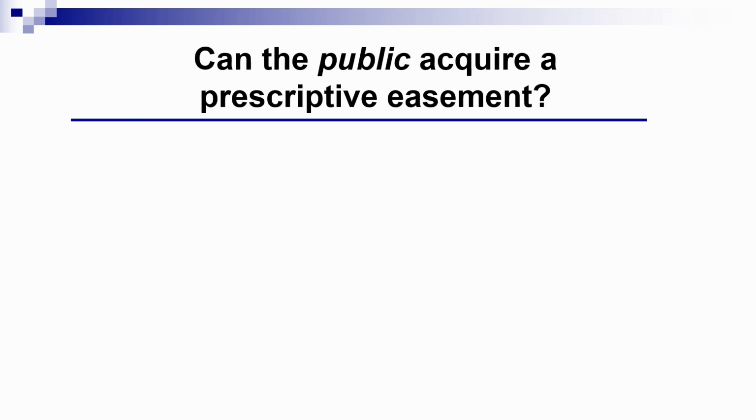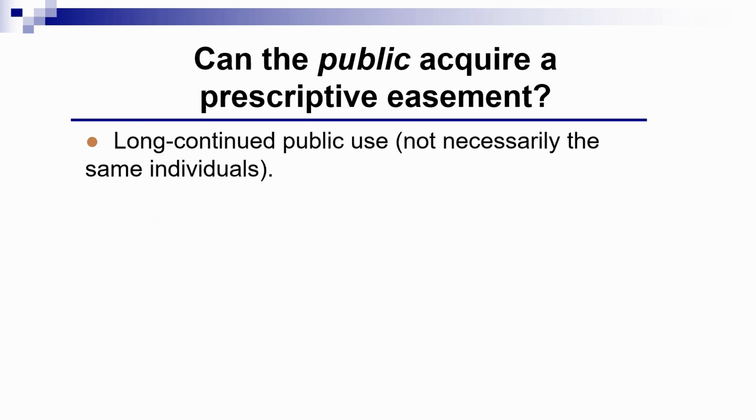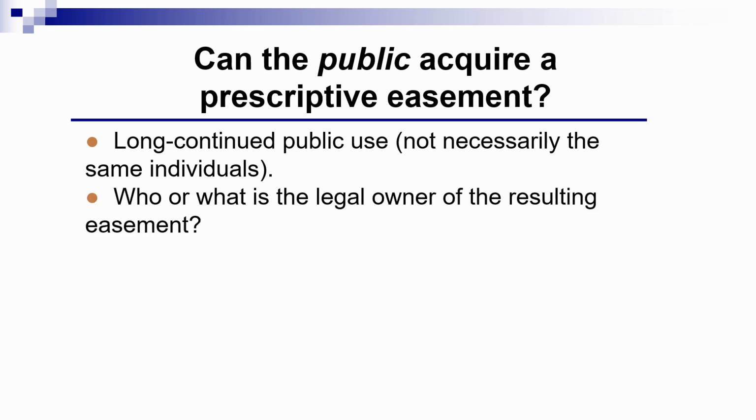So how could the public acquire a prescriptive easement? Well, the answer is by long continued public use of land that doesn't belong to the public, not necessarily used by the same individuals, but used by the public in general. If a public easement by prescription arises, who does it belong to? Who is the owner of the resulting easement? And the answer is normally it will be the local government, the city or the county government where the prescriptive easement is located.